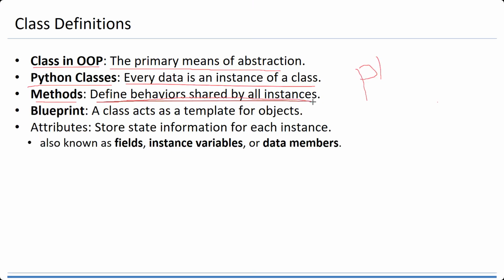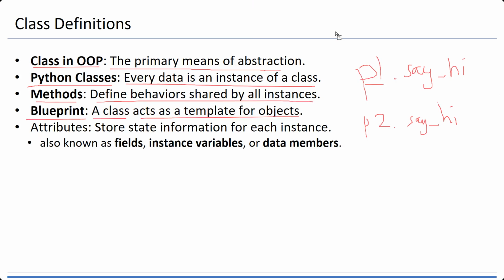shared by all instances. So we have only one method, let's say say_hi. So this is the behavior that we can put on person one. If we have p2.say_hi, this is the behavior that we can use for person two, and so on. And usually we have this kind of class as a blueprint. A class acts as a template for the object.